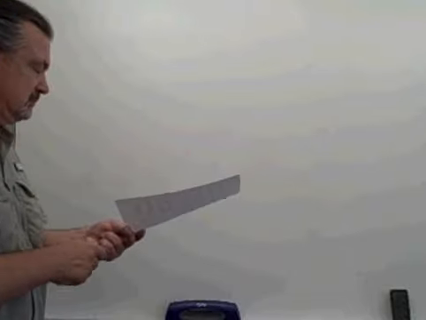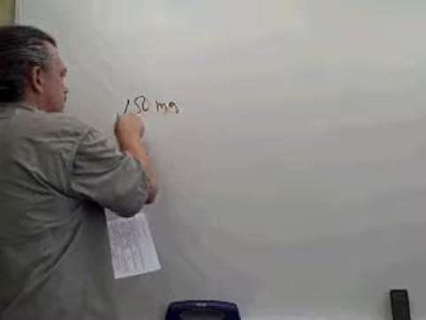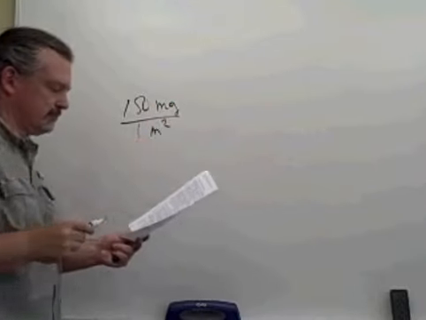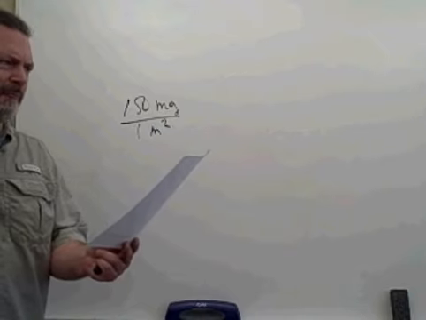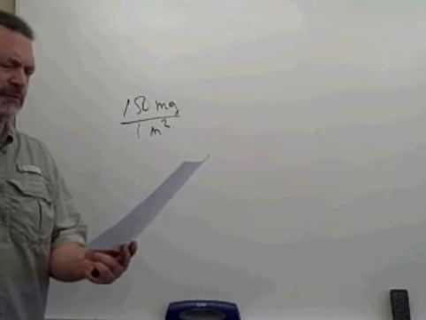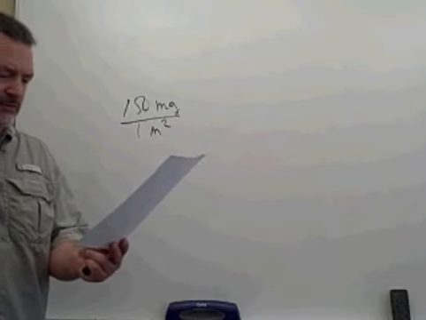Let's look at our last problem involving calculating a dosage by body surface area. A physician has ordered mesantoin, 150 milligrams per square meter, TID. I can't remember what that one is. Hopefully you do. PO, that's by mouth, for control of grand mal seizures.